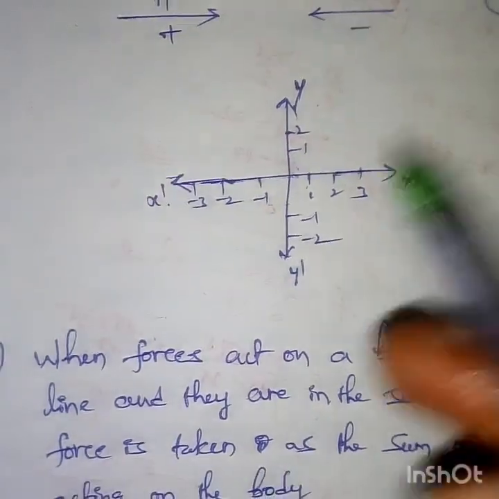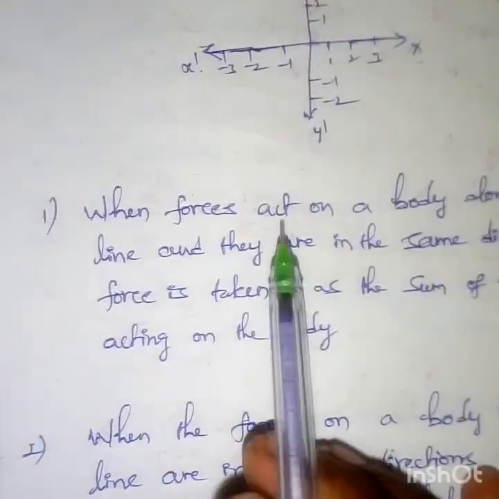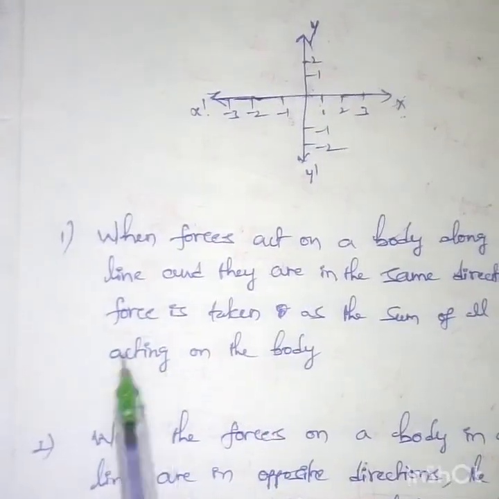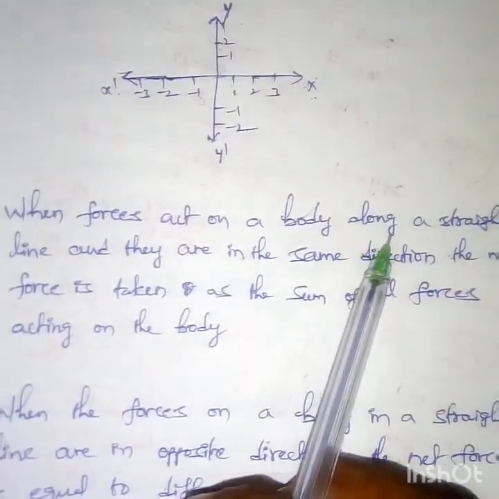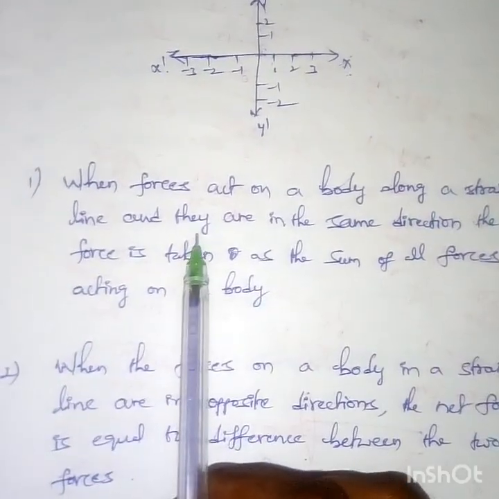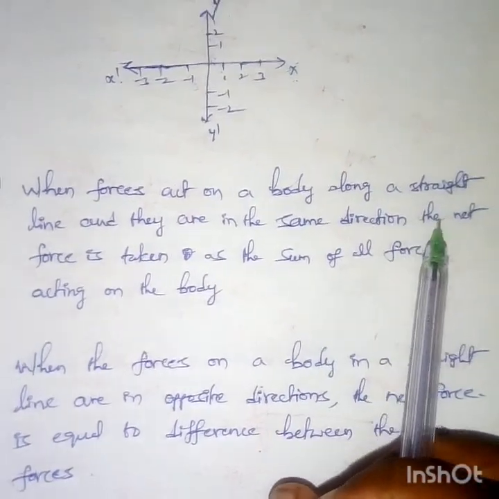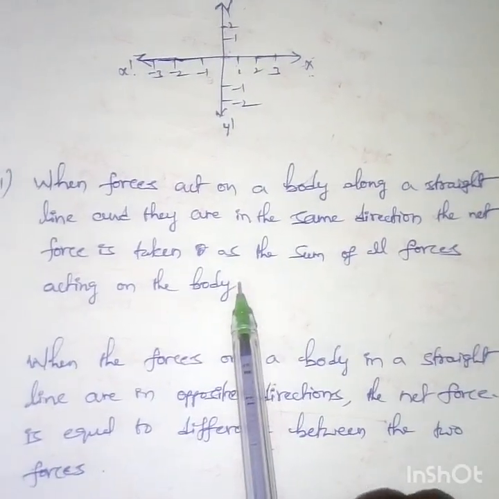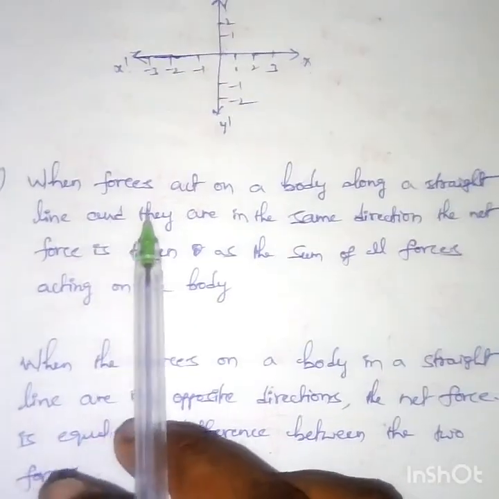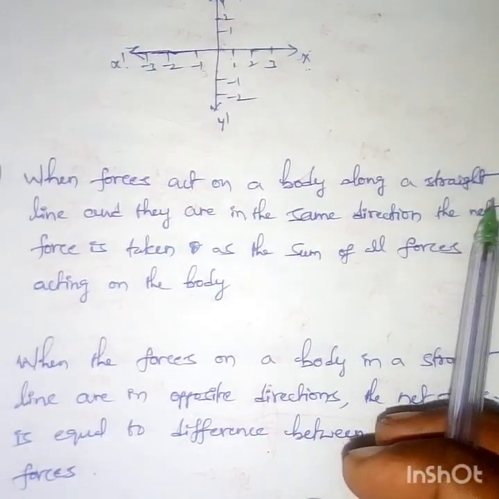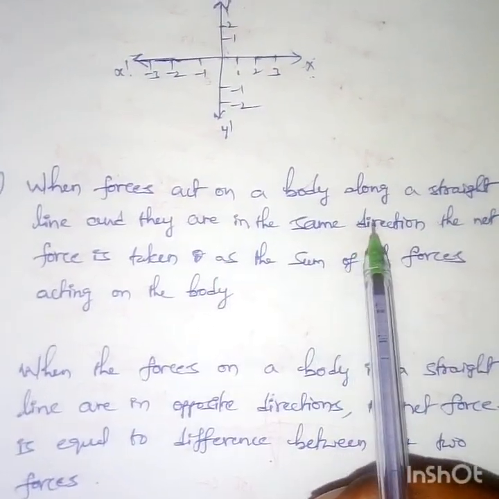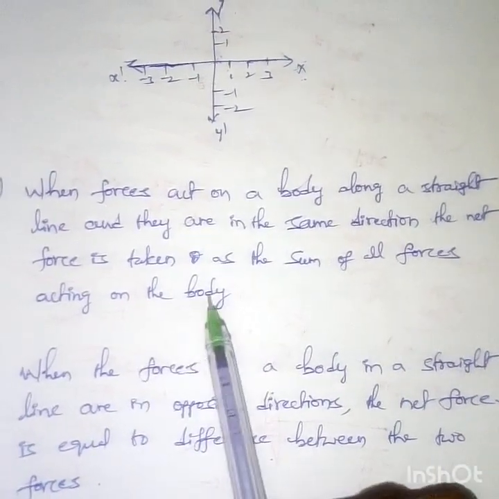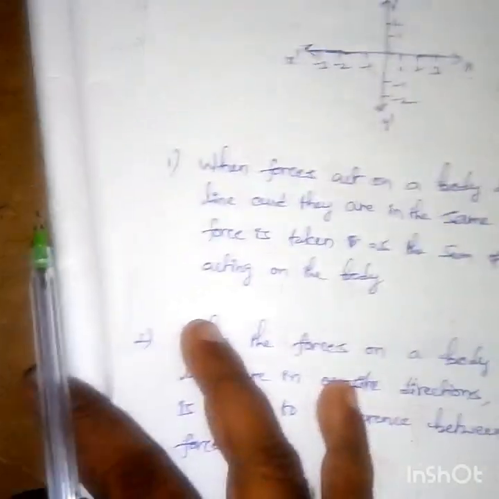Okay students, now coming to the next concept: when forces act on a body along a straight line and they are in the same direction, the net force is taken as the sum of all the forces acting on the body. Let's watch it carefully.